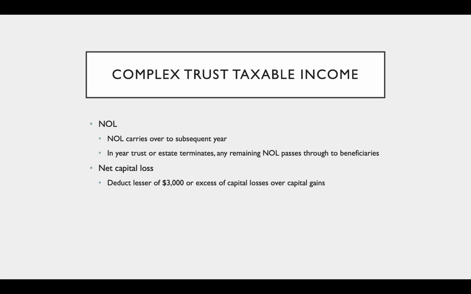If we have a net operating loss, it's treated the same as it was for a simple trust generally, and it carries over to a subsequent year. In the year the trust or estate terminates, any remaining NOL passes through to the beneficiaries. And then if we have a net capital loss, again, we can deduct the lesser of $3,000 or the excess of capital losses over capital gains.